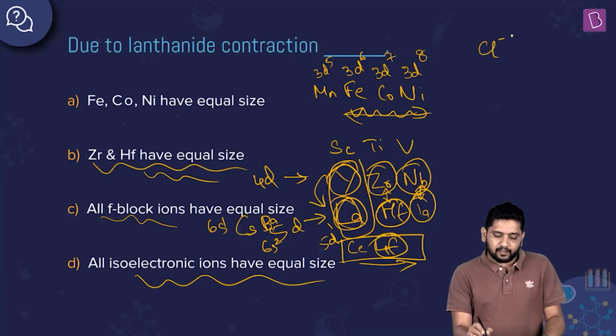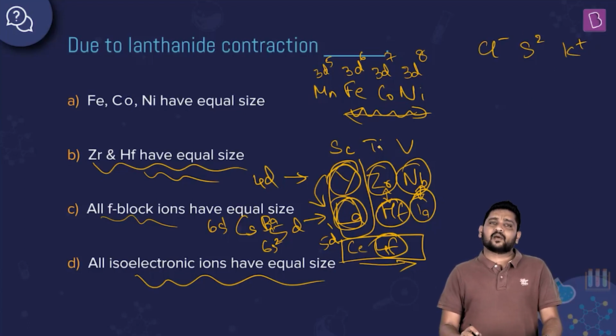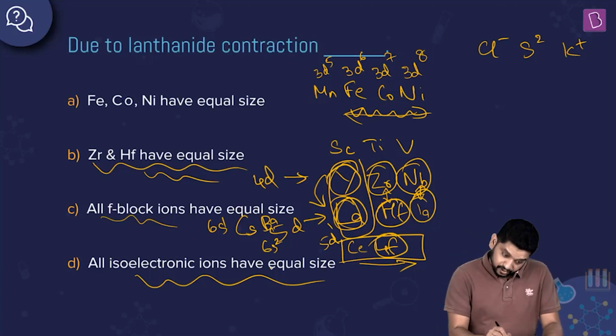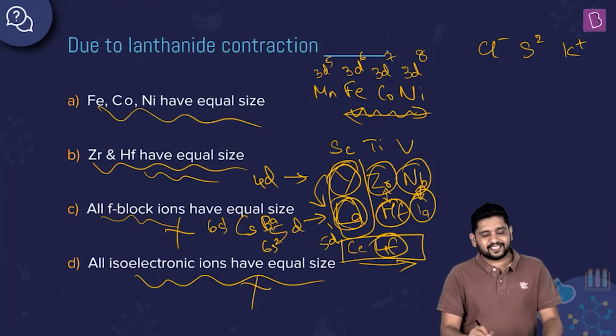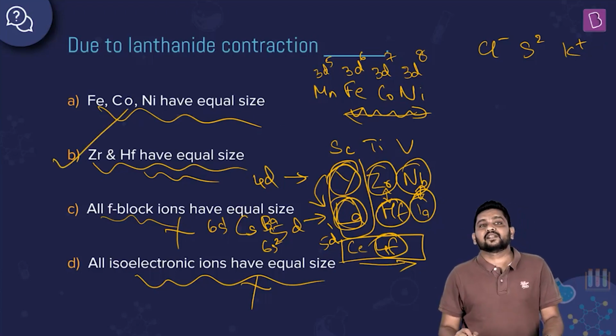So obviously your Cl minus, S2 minus, K plus, all of these are isoelectronic. Obviously they don't have the same size. Size depends upon Z. Higher the value of Z, higher will be Z effective and lower will be the size, right? So this is also a wrong statement. This is also a wrong statement. This is a right statement, but not because of lanthanide contraction. So our final answer is B option.